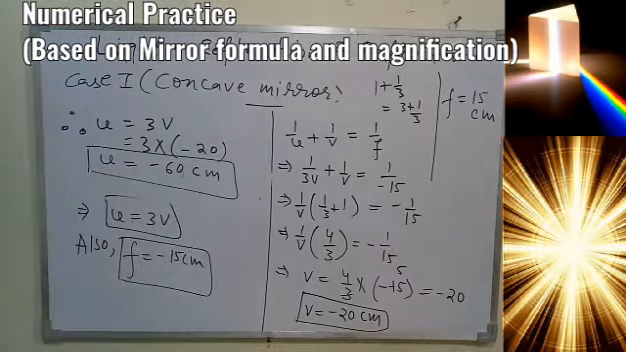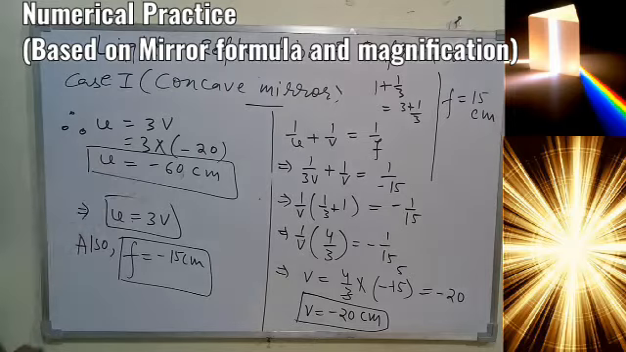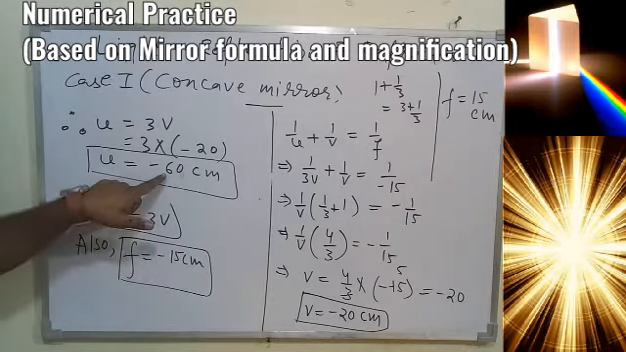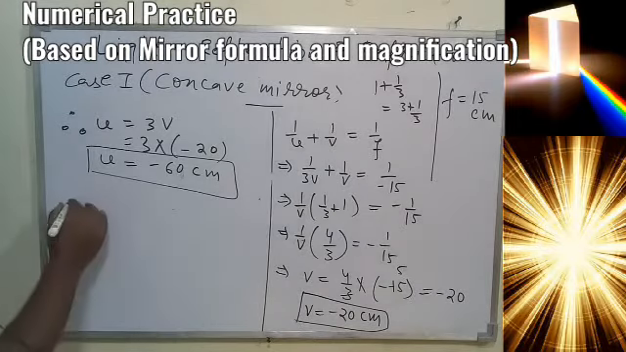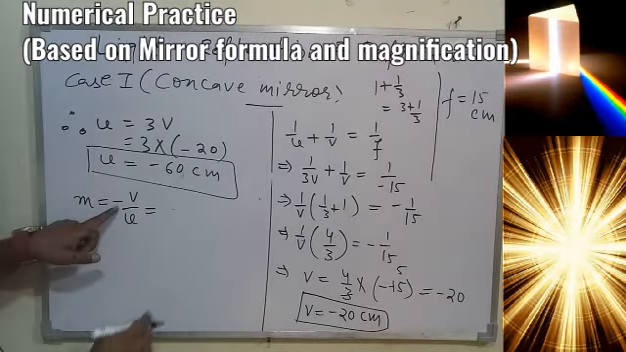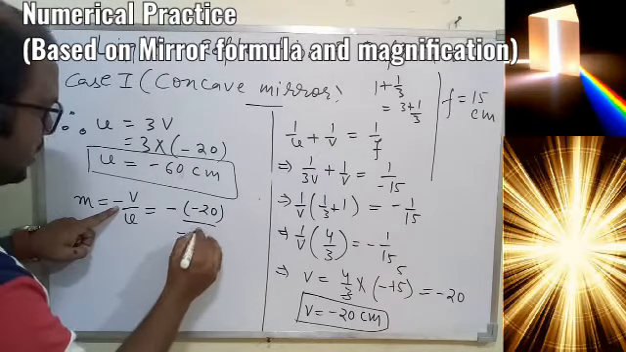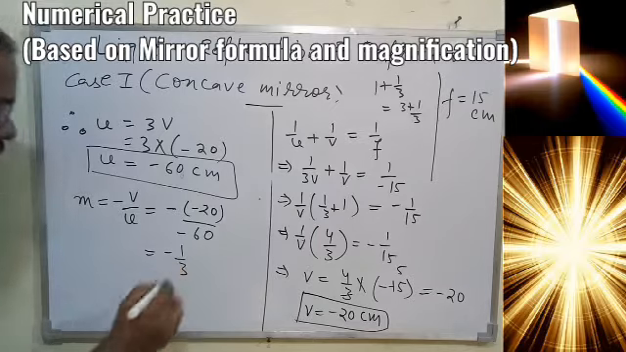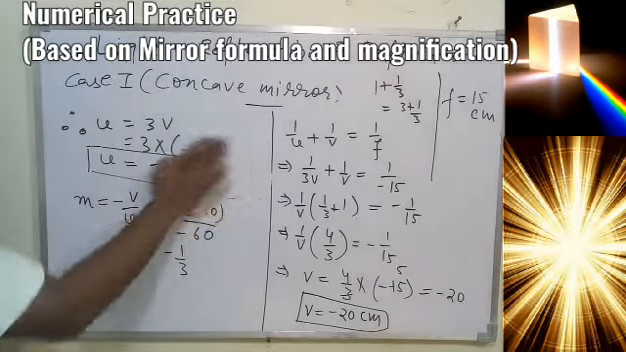So if we have a concave mirror, the image will be real, and the object distance will be minus 60 centimeter. You can check also, that is minus 20 upon minus 60. So magnification we can check here, minus v upon u. Yes or no? V is minus 20 and u is minus 60. That will be minus 1 upon 3. So we understood our calculations are okay. Nowhere have we made a mistake. And negative must come because the image is real. So I hope you understood case 1.